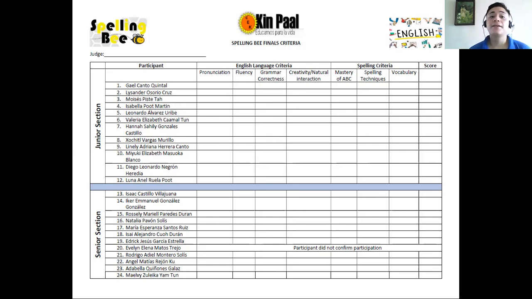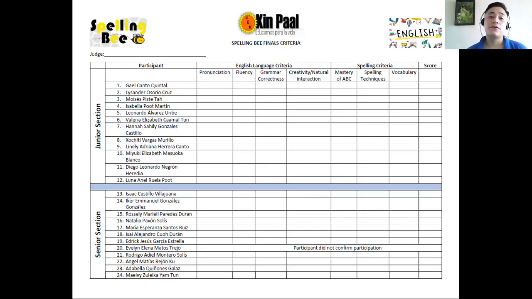Rounds. We'll be taking the competition into several rounds. In each round, all participants will have their opportunity to spell. So we'll start round 1 with Gael Canto and we finish with Mael de Zuleika. So after each round, I need the 3 of you to work together. Yes, we will need the WhatsApp group.